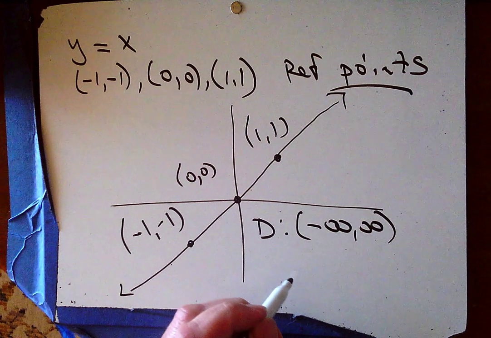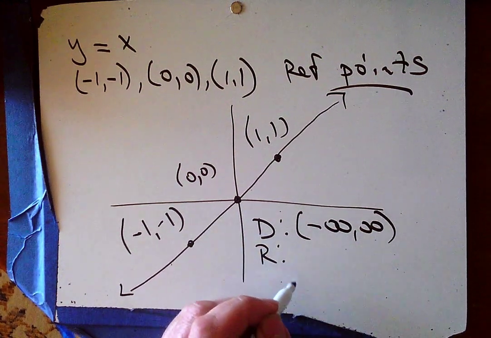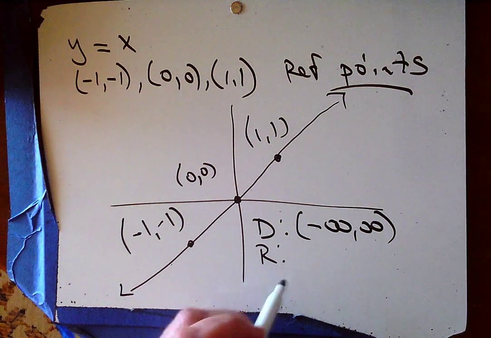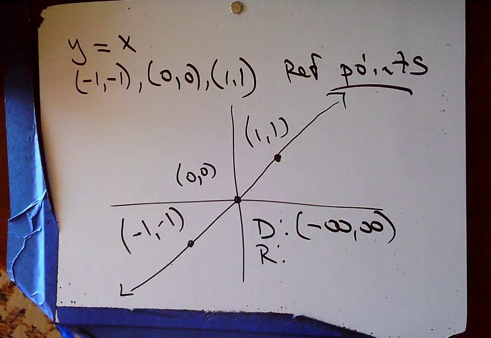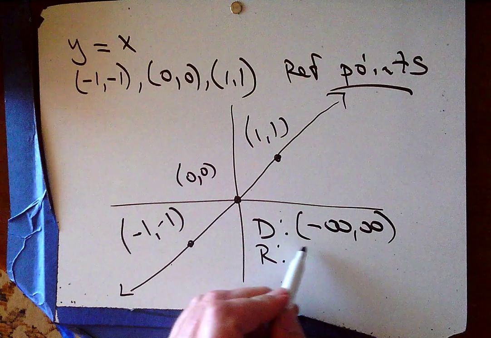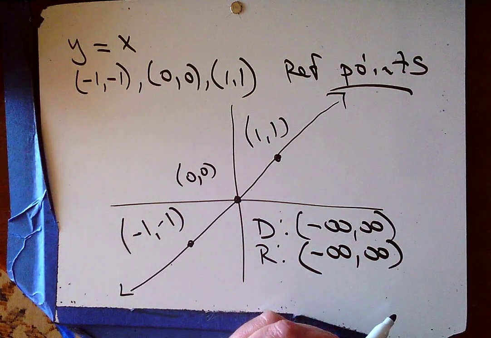The range is all the possible y values. If the domain is all the possible x's, the range is all the possible y's. So this is going to go up forever, which means I'm going to get all these y values. And this is going to go down forever, which means I'll get all these y values. And so my range is also -infinity to infinity.